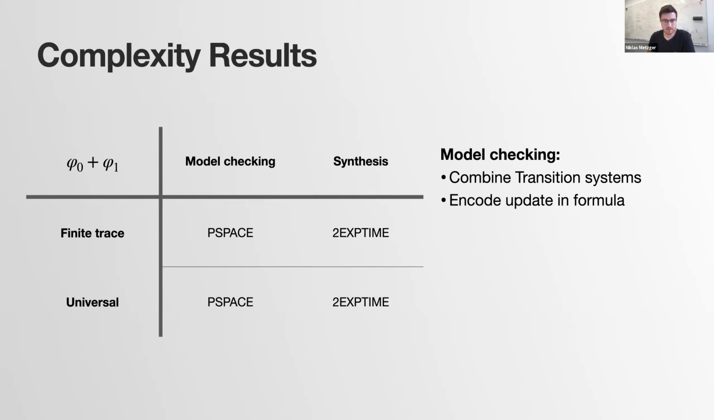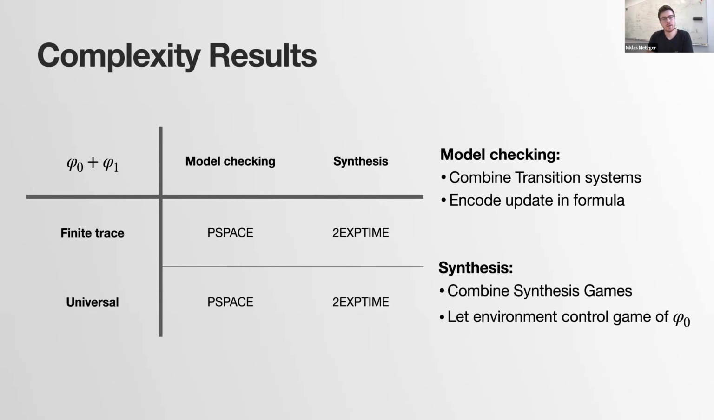What happens for model checking? Well, we can combine the transition system and just encode the update in the formula. What happens for the synthesis part? Well, now we have a previous execution and we do not know when this update actually happens. So we have to give this choice to the environment. If we do this, then the jump to the new formula can actually be at an arbitrary point in time. And we synthesize a strategy that, independent of this choice, is correct.